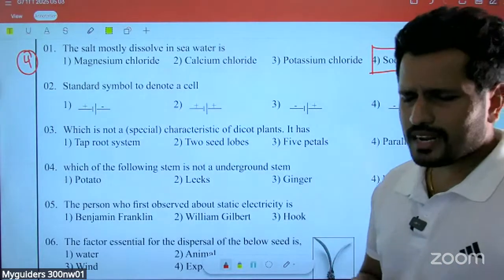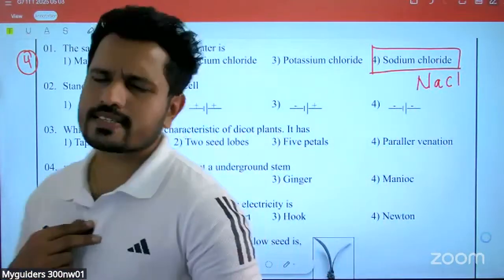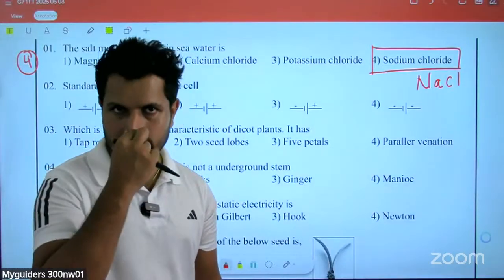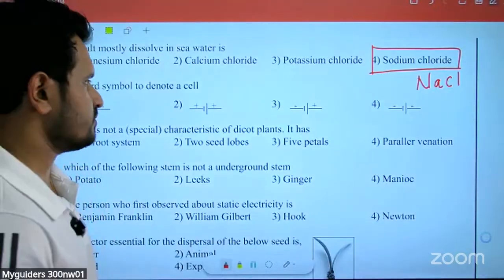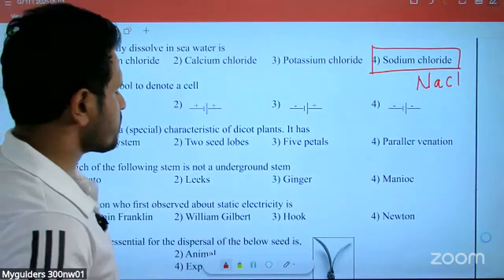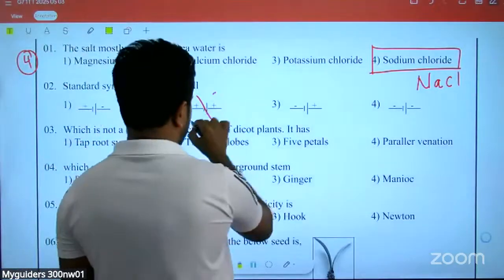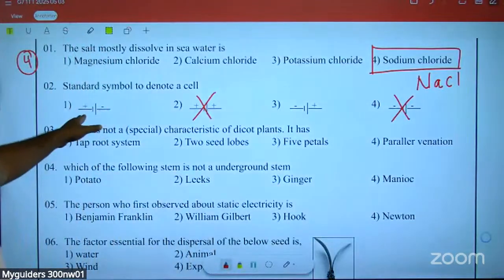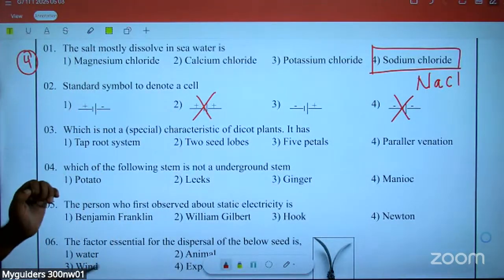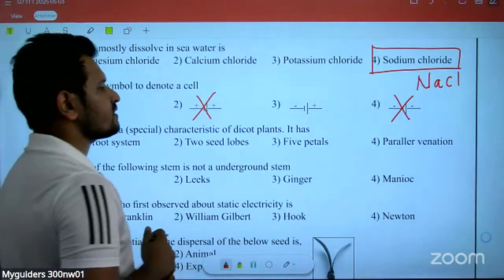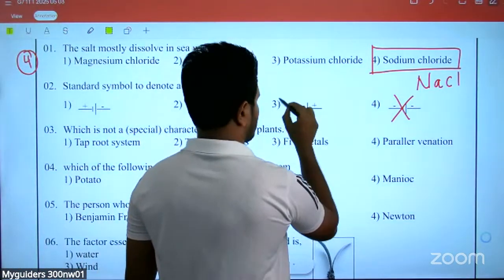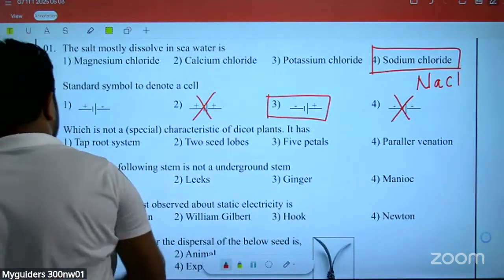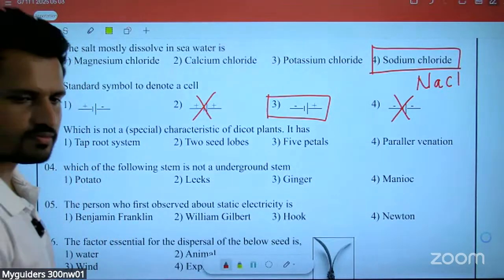Yes. Now, when indicating a cell, you should indicate both the terminals. Both terminals means the positive terminal and the negative terminal. In some cases you can observe only positive terminals. Here the negative terminal is missing, that's wrong. So here you can observe positive and negative terminals respectively. Anyhow, the long terminal should be the positive terminal. So therefore, the answer, third answer. Okay.